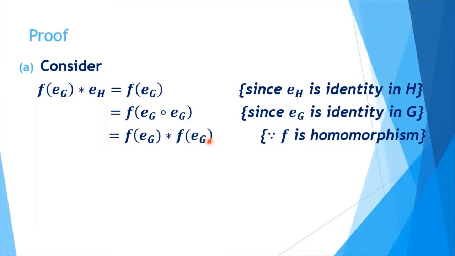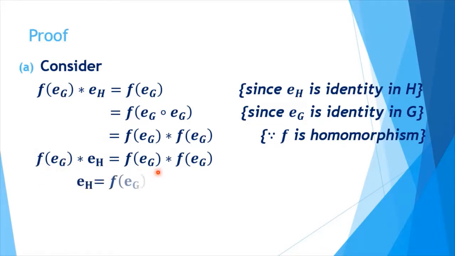Now, we have f of EG star EH is equal to f of EG star f of EG. You may note that the two elements on the left side of these operations are the same. Here also we have f of EG, here also we have f of EG. So, by the left cancellation law in the group H, f of EG can be cancelled and the remaining will be EH is equal to f of EG. So, the identity is preserved by this homomorphism.